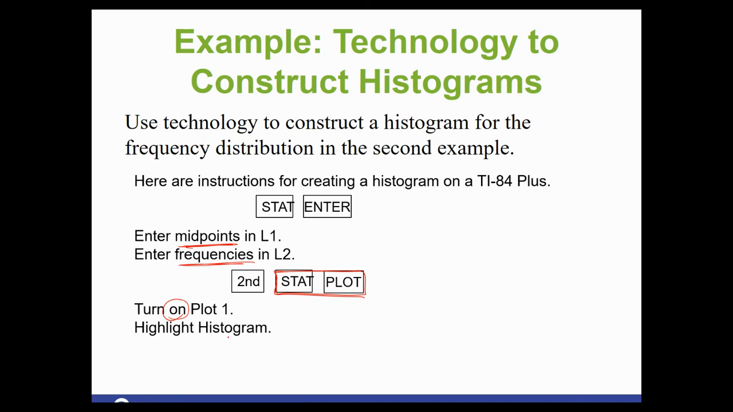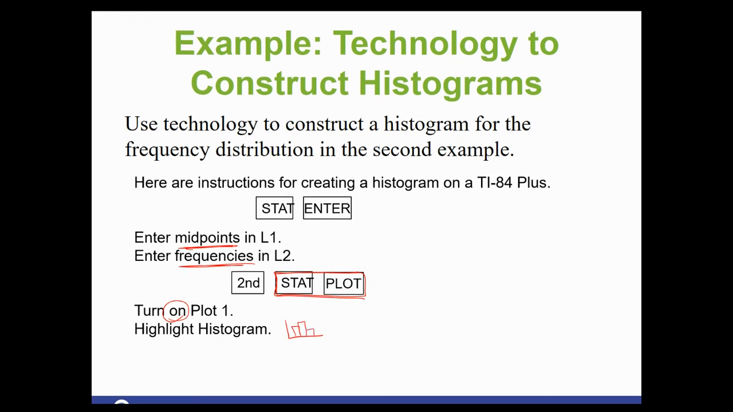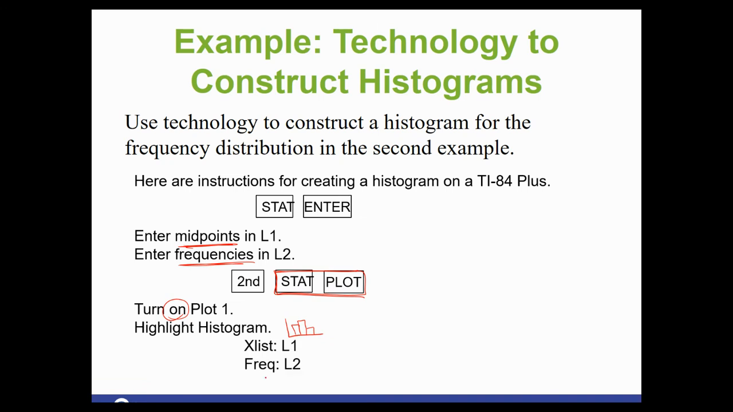You can highlight the histogram option, which looks like a little bar symbol. Make sure it's set for list 1, list 2 for your data set. And then zoom 9 is how you can now see the graph. Zoom 9 is going to go into your data set and it will automatically create the window so you get the perfect image of the whole thing.